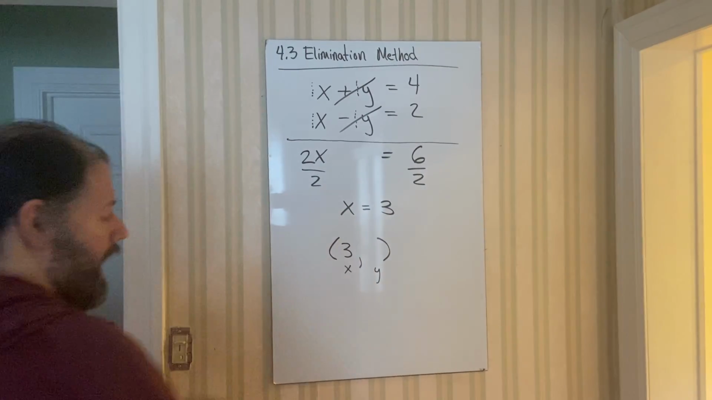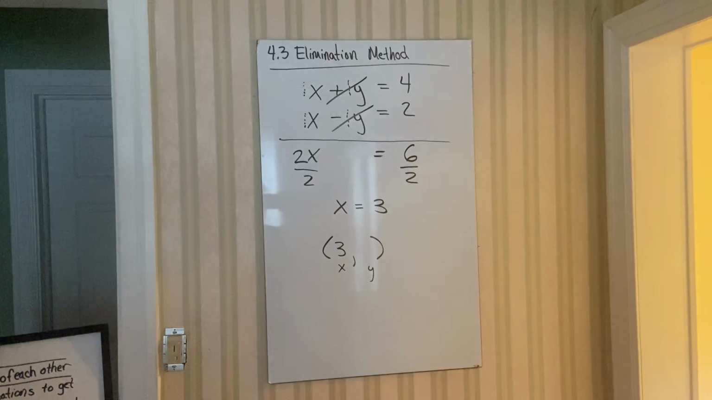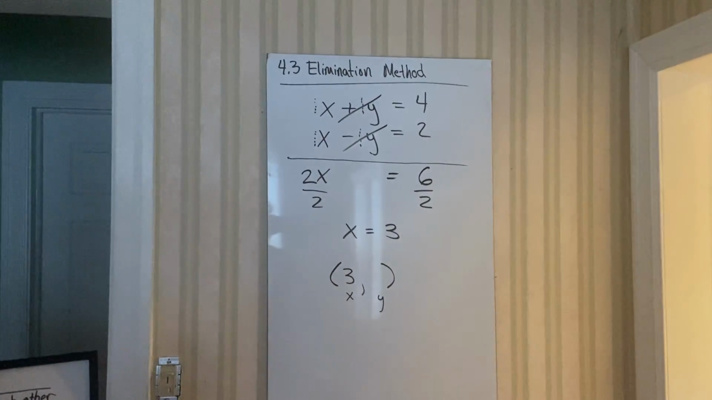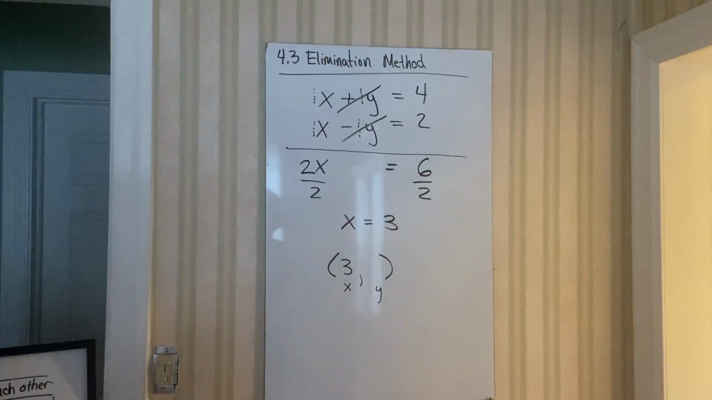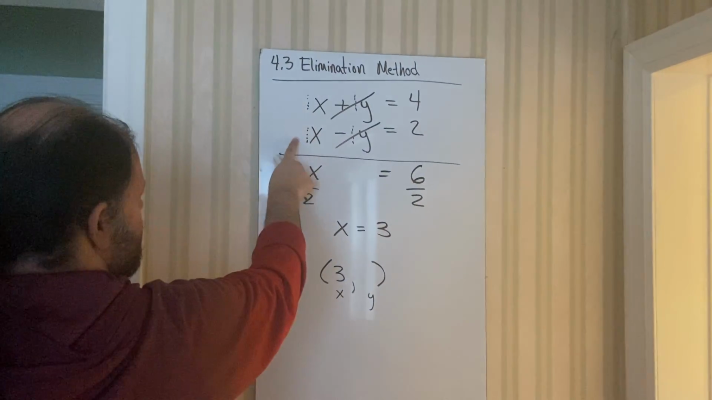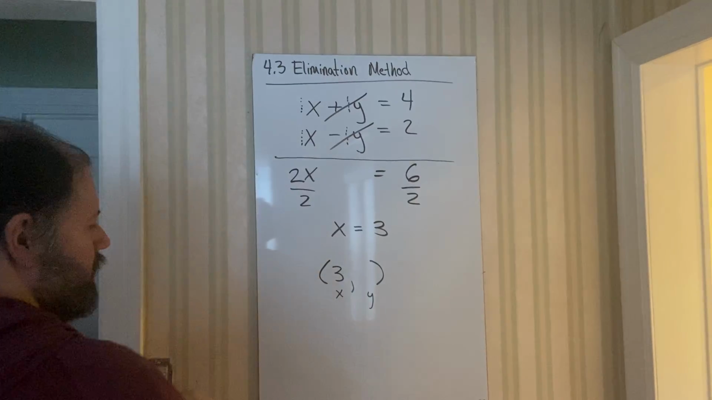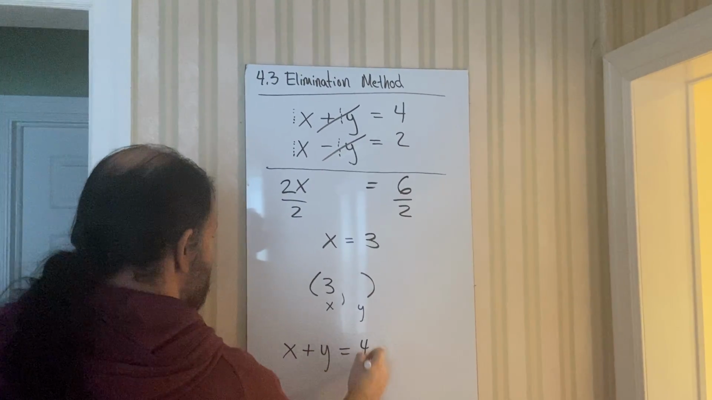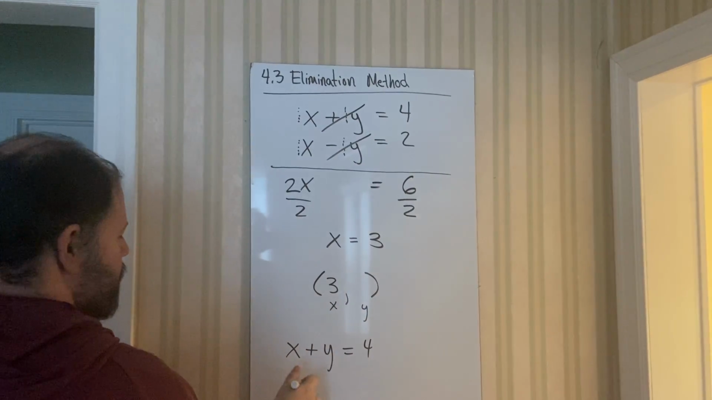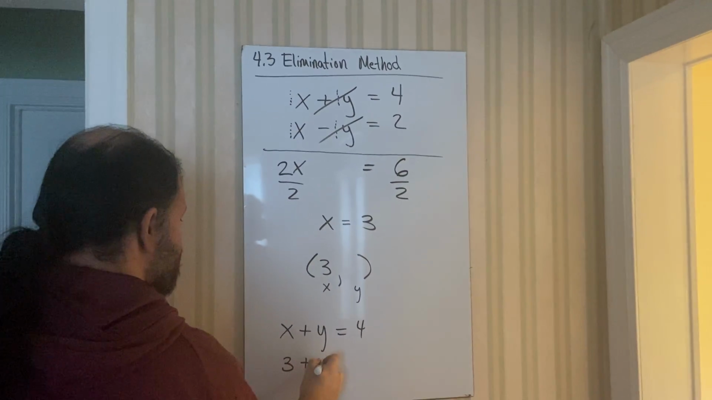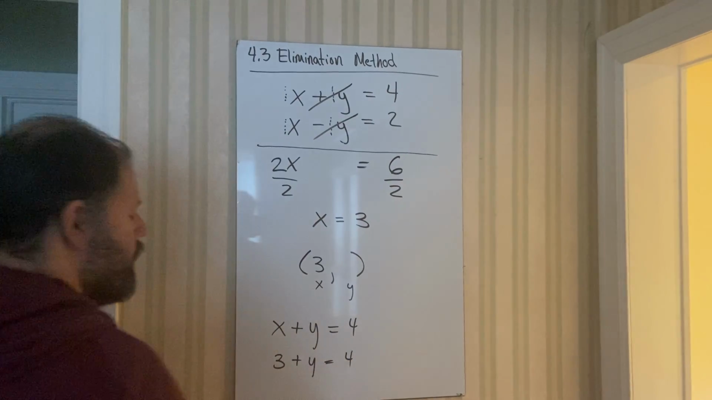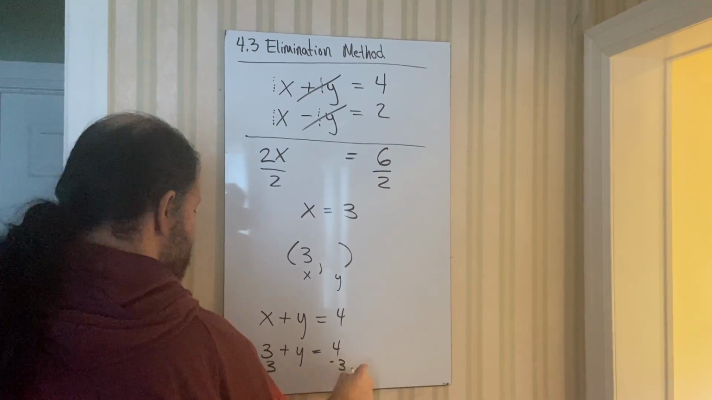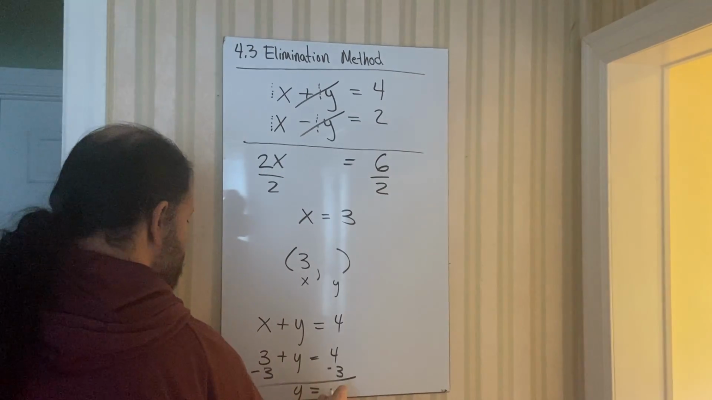So we need to get the other half. And I said to get the other half, you need to plug in that 3 into one of the original equations. It's up to you which one you want to use. If you want to use this one or this one. We've been typically using the first one. So x plus y equals 4. Plug in that you know that x is 3. And then solve for y. Subtract 3 on both sides so that we get y equals 1.